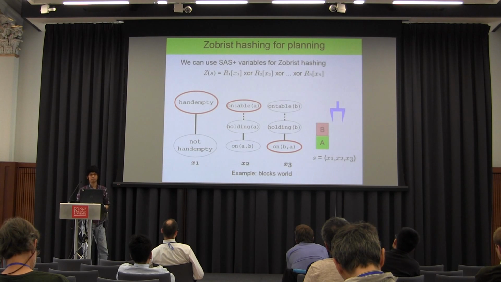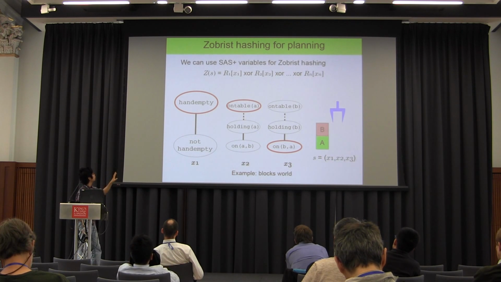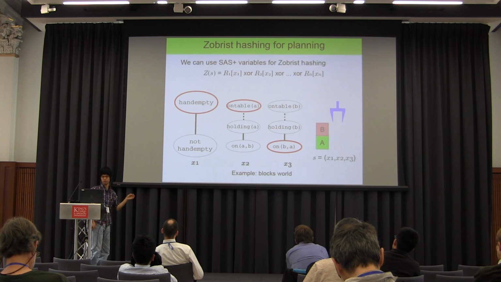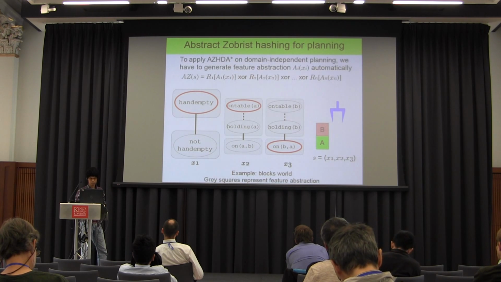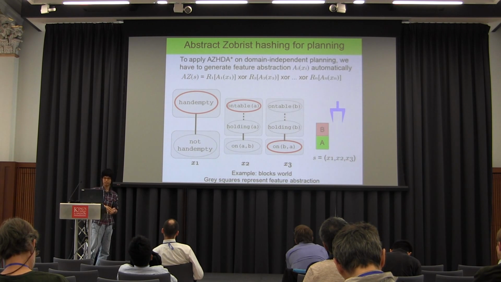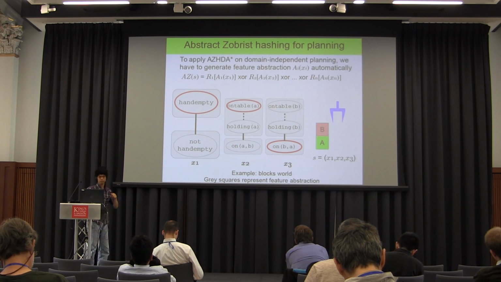So we want to extend the discussion to automated planning, in particular domain-independent classical planning. To use those hashing for planning, we can simply use task variables as the input for those hashing. But to apply abstract Zobrist hashing on domain-independent planning, we have to generate the feature abstraction, the mapping, automatically. So we want to make the mapping for each task variable. That's the focus of this paper.